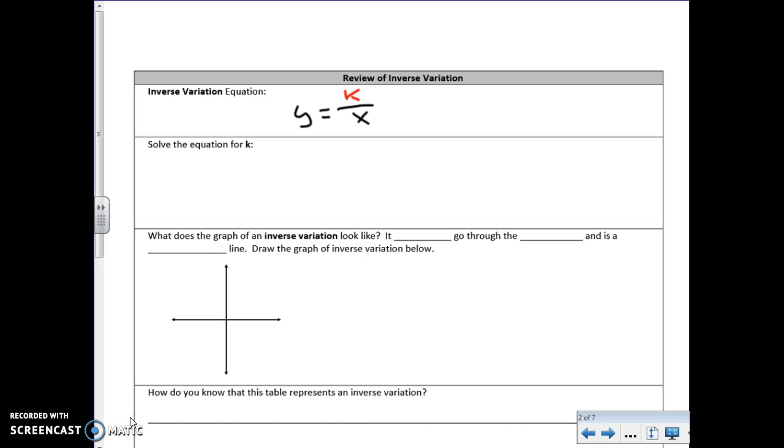For inverse variation, y is equal to k divided by x. K is still called the constant of variation. But this time, y is equal to k divided by x. We would read this as y varies inversely as x. To solve the equation for k, this time we're going to multiply both sides by x to get k by itself. So that cancels out, and then on the right side we're going to multiply x times y, and that's what's equal to k. So in an inverse variation, k is equal to x times y.